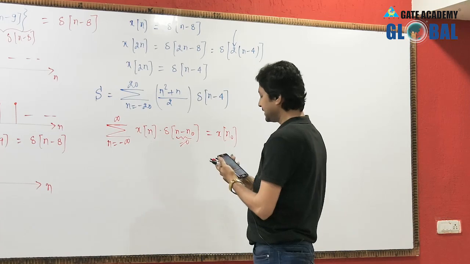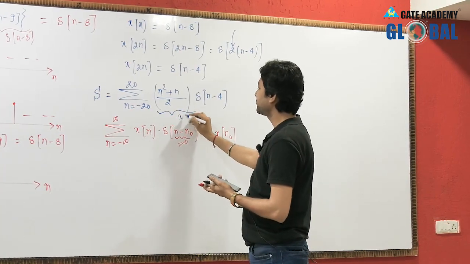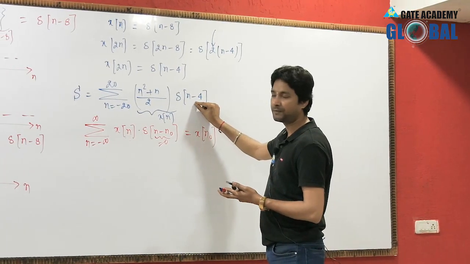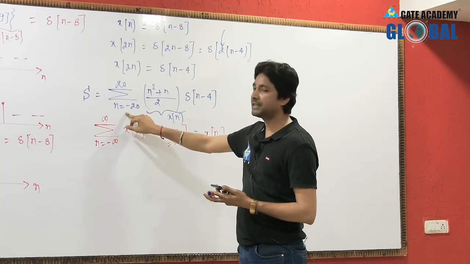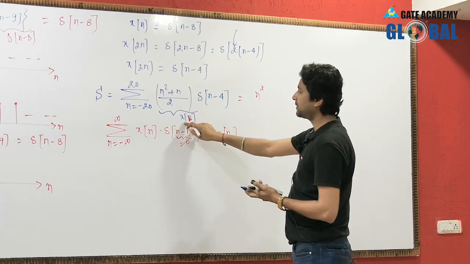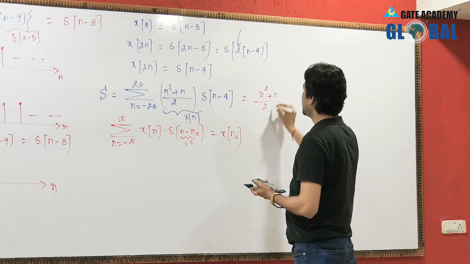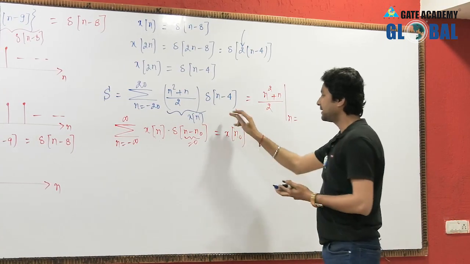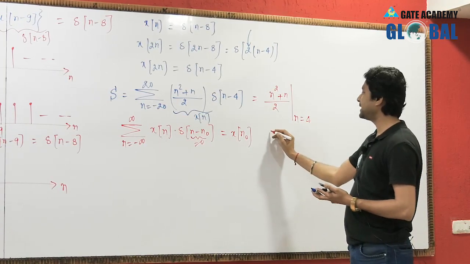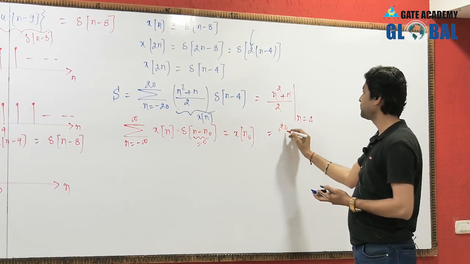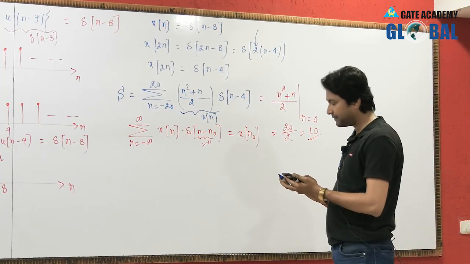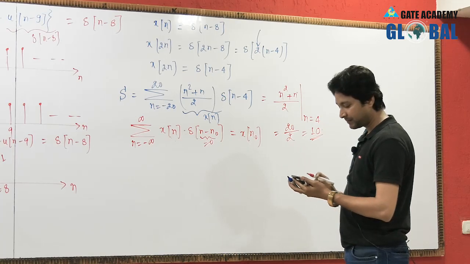Now, let us say this function is x of n. At first you have seen that this impulse is occurring at n equals 4, and this 4 is in between these two limits. Therefore, this summation will have the value of this signal x of n, that is n square plus n upon 2, at n where n minus 4 becomes 0. Therefore, we put n equals 4 here, and the value becomes 16 plus 4, that is 20, divided by 2, that is equal to 10. So the correct option for question number 12 is 10.